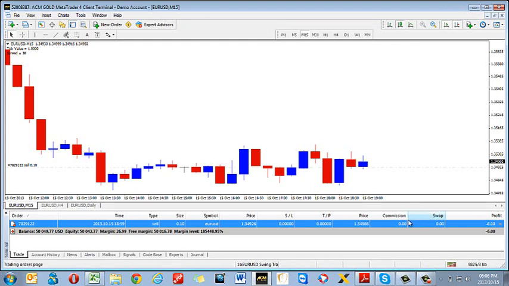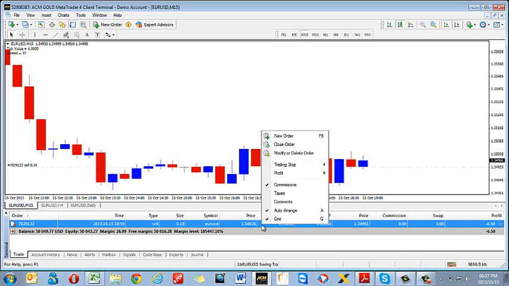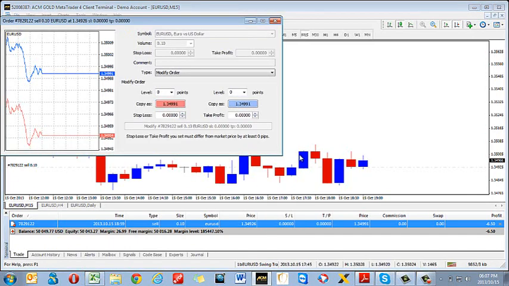I look at this and I see, great, there is my price. 1.3492. So I'm saying if it goes up by 10 pips, kick me out. So if it goes up from 1.3492 to 1.3502, it must kick me out because it's now gone up against me by 10 pips. How do I set it? I click on the trade line, right click, modify or delete order, and then I highlight over here.